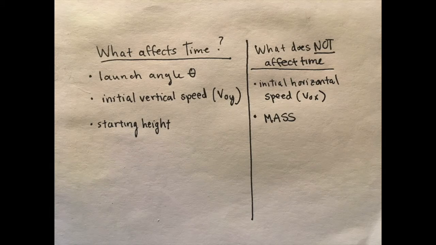Okay, if you made it this far, here's a list of what does and doesn't affect time. So we learned that the launch angle, the initial vertical speed, and the starting height all affect the time that an object spends in the air. Now, what does not affect the time? Well, horizontal stuff does not affect the time spent in the air. So initial horizontal speed does not affect the time spent in the air. And neither does the mass. The mass does not affect the time.